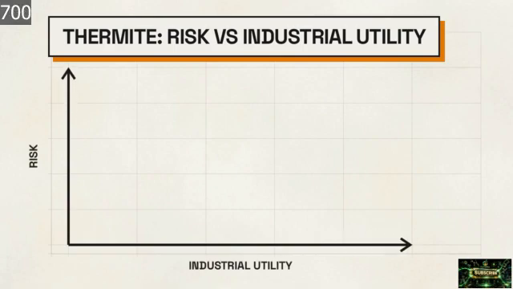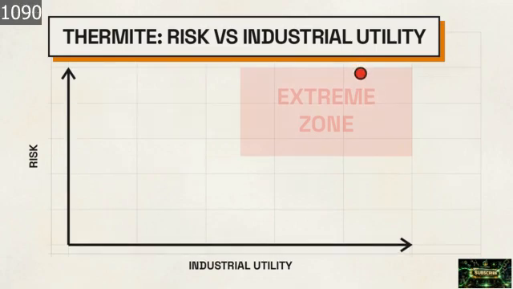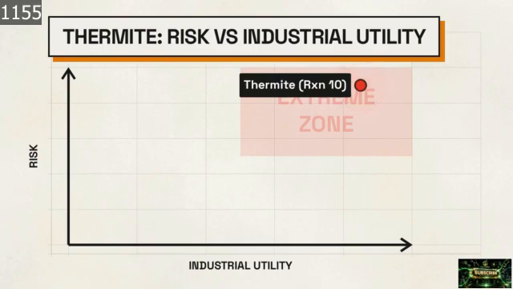We plot risk on the vertical axis against industrial utility on the horizontal axis. We want high utility, but to get it, we often have to push high into the extreme risk zone. Take reaction number 10, thermite. It drops right up here into the high-risk, high-utility quadrant. It's incredibly dangerous to handle, but highly valuable.